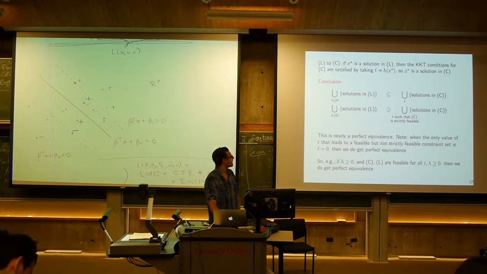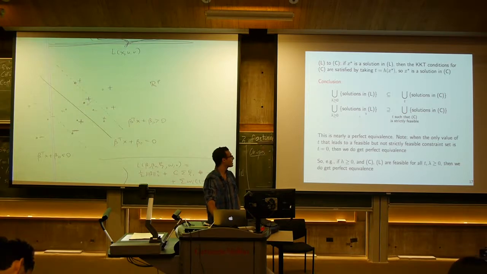So the conclusion is that, well, actually, we said that any solution in the Lagrange problem, as I look at different values of the tuning parameter lambda, those are always solutions in the constraint problem at different values of t. That's always true. That was just this side, this direction right here.